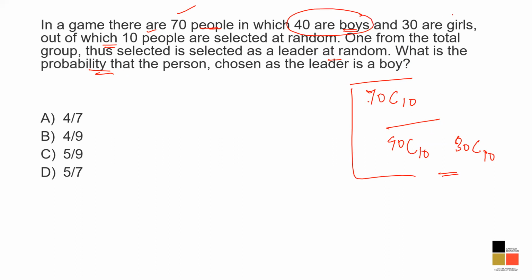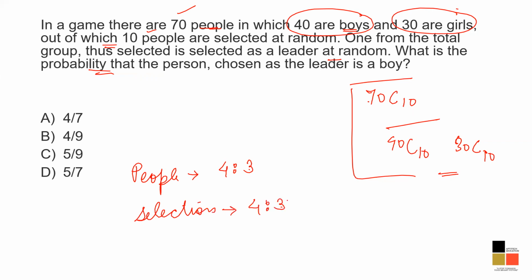There are 40 boys and 30 girls. That means the ratio of people is 4:3. So if some people are selected at random from the group, the expected ratio of selection is also going to be 4:3. If any person is selected at random, the expected ratio is also 4:3. So the leader selected has to be a boy. The boys to girls ratio is 4:3, and for selection also it is 4:3.